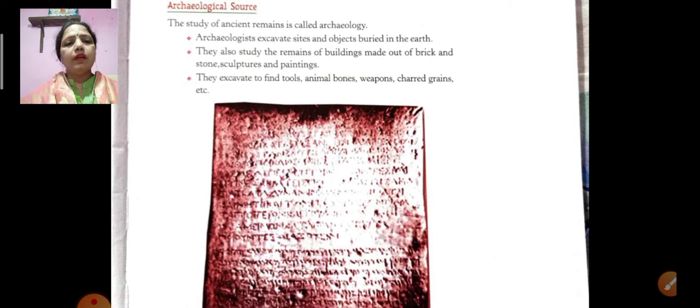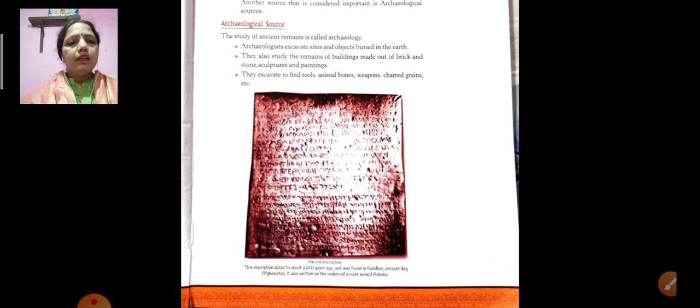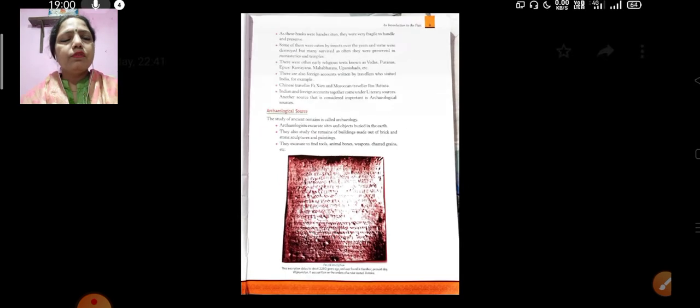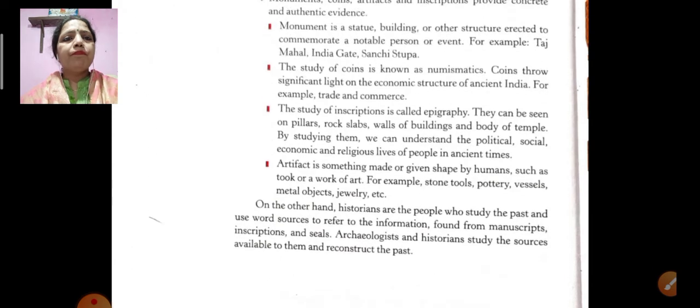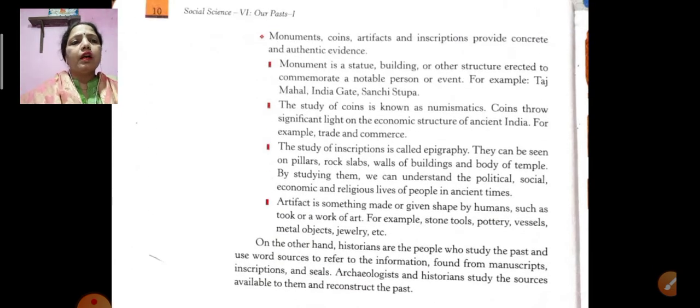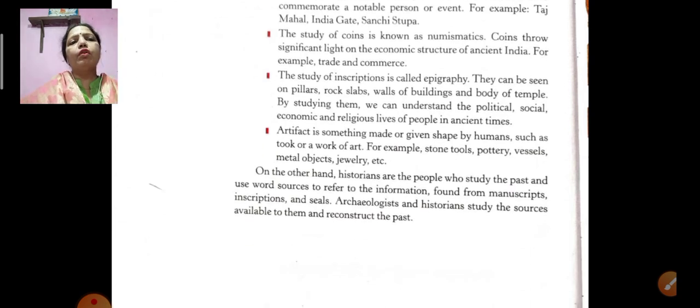Here you can see the picture of some writing on a plate. So now we will know the details of this topic. Here the monuments, coins, artifacts and inscriptions provide concrete, authentic evidence. The study of coins is known as numismatics. Coins throw significant light on the economic structure of ancient India, for example, trade and commerce. The study of inscriptions is called epigraphy.